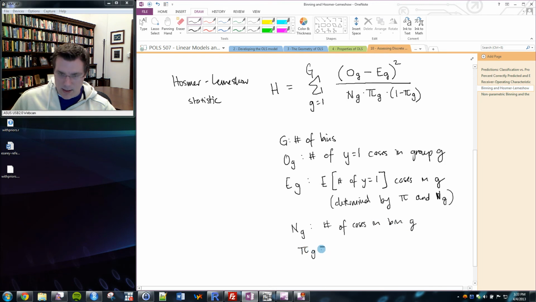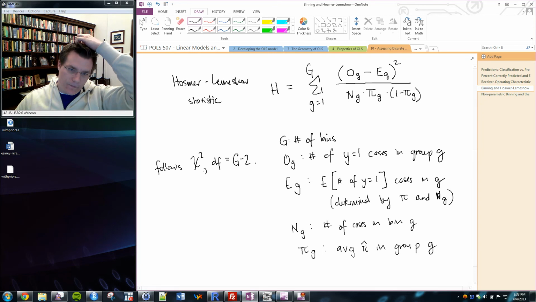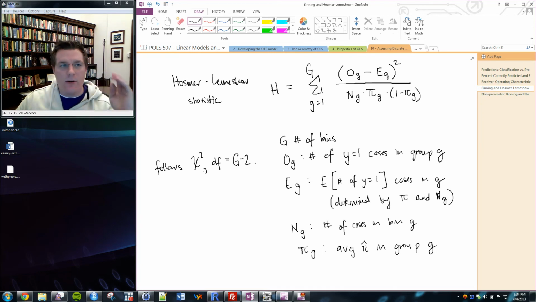Pi G is the average pi hat in group G, where pi hat is just the fitted probability that Y equals 1. So Hosmer and Lemeshow demonstrated that this statistic, this sum, follows the chi-squared distribution with degrees of freedom equal to cap G minus 2. So what we can do is calculate this statistic and then see where it falls in the chi-squared distribution with the appropriate number of degrees of freedom.